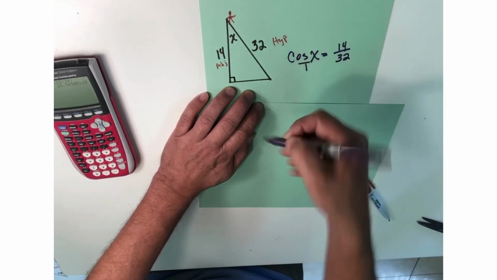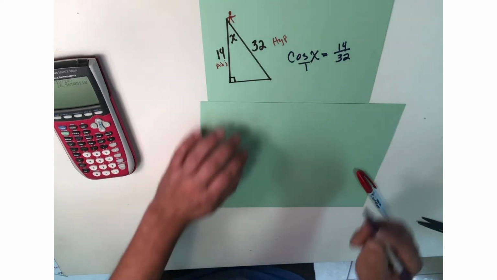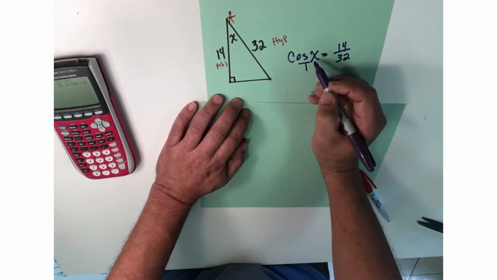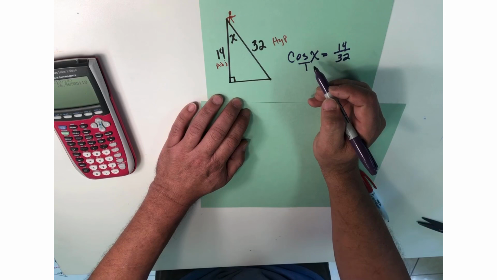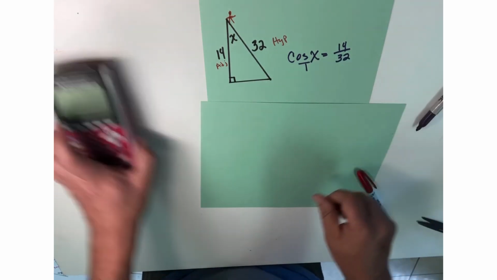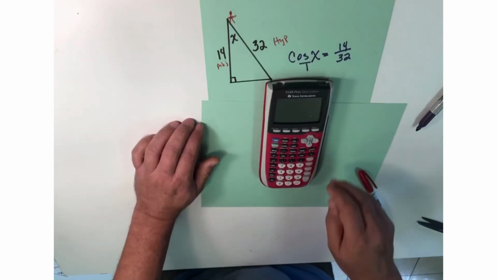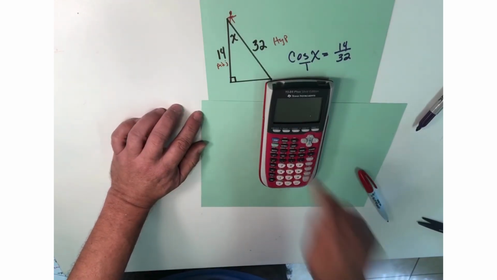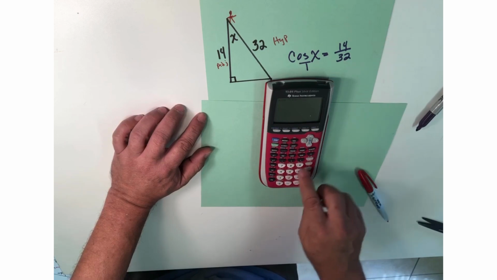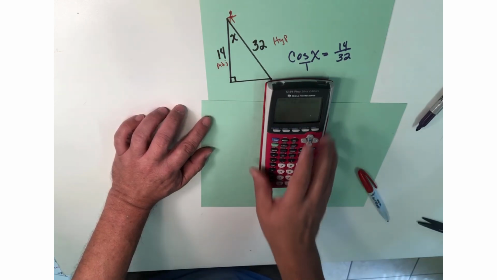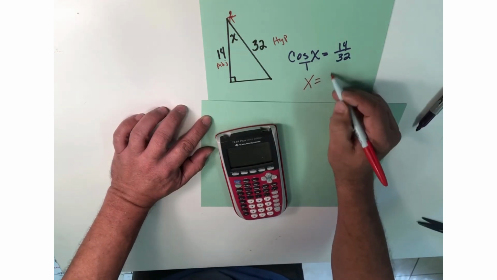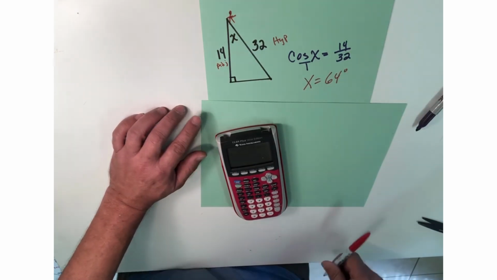Put a little 1, cross multiply. No, you don't, because I'm looking for an angle, right? And when you're looking for an angle, what should you do? Yes, hit second function. So here we go. Put the calculator over here, clear it. Second function, cosine. I'm now in inverse mode. 14 divided by 32, close the parentheses and press enter. 64.05, that means that x is equal to 64 degrees.